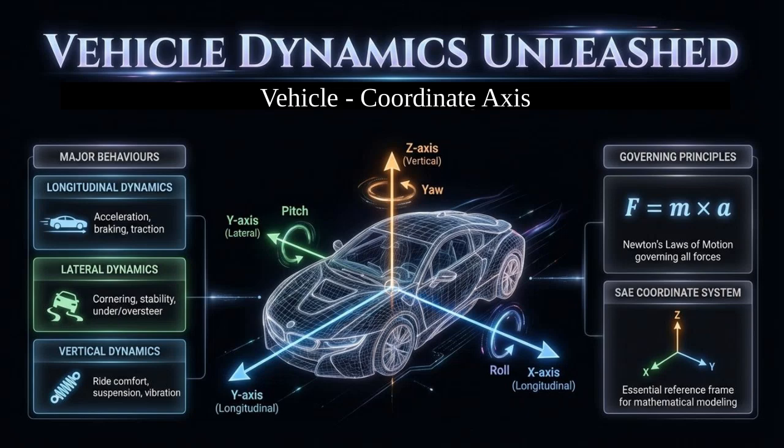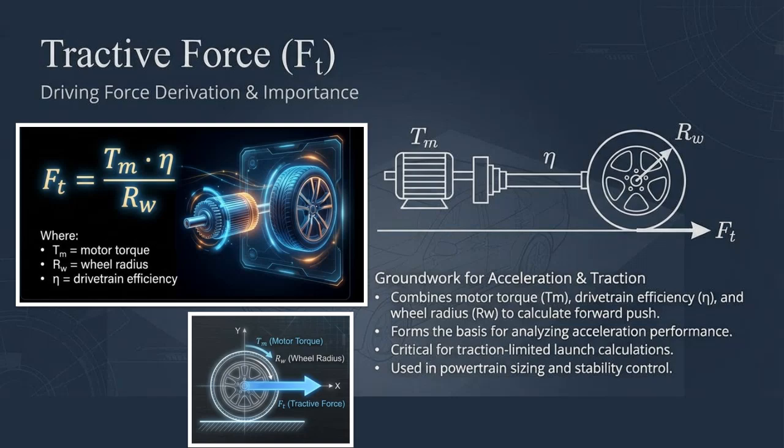Vehicle rotations are described as moments about these axes. Rotation about the x-axis is called roll. Rotation about the y-axis is called pitch. Rotation about the z-axis is called yaw. These coordinate systems are essential for accurate mathematical modeling of vehicle dynamics.